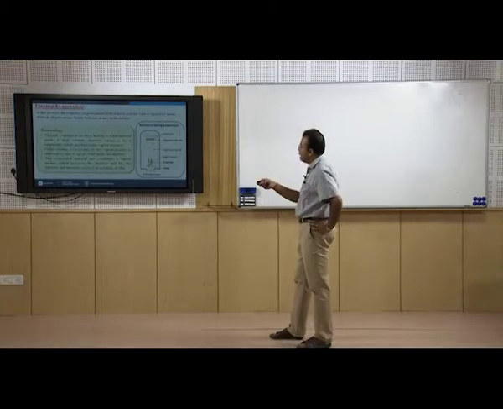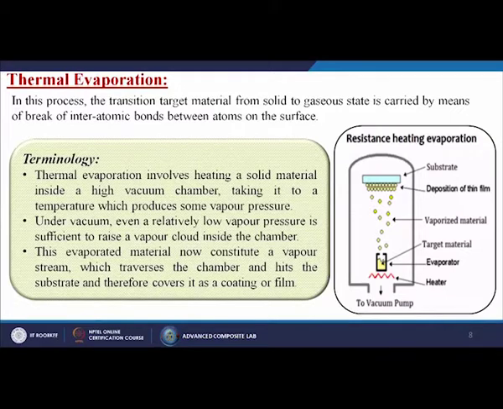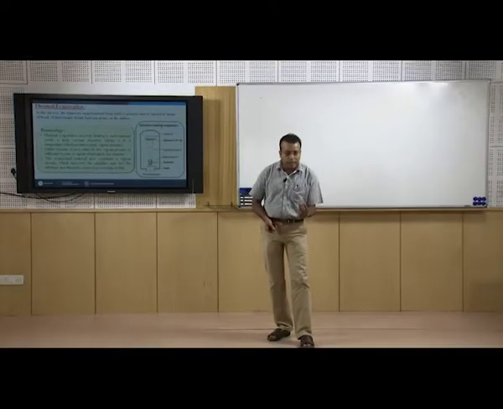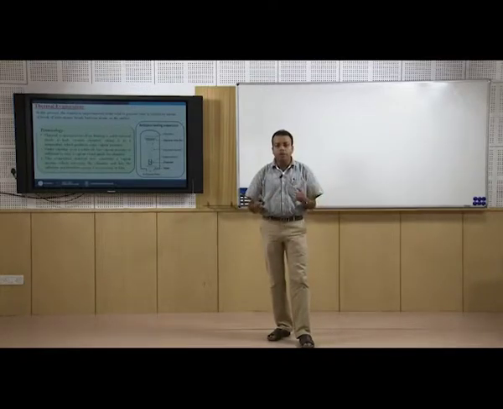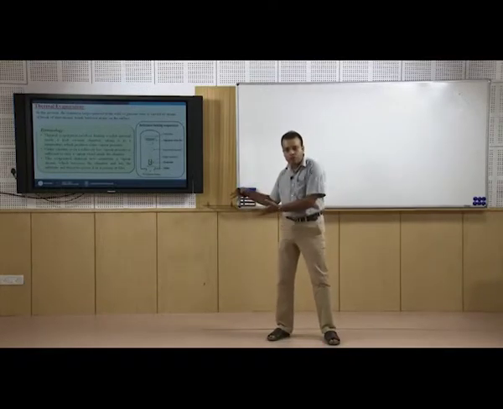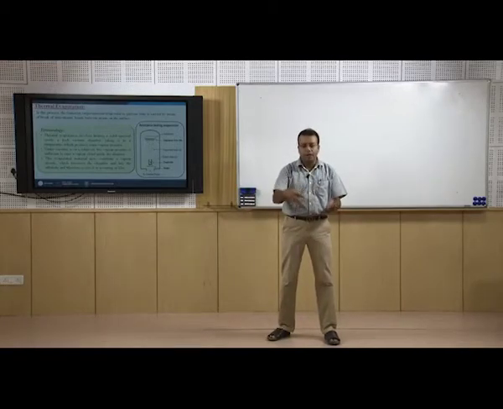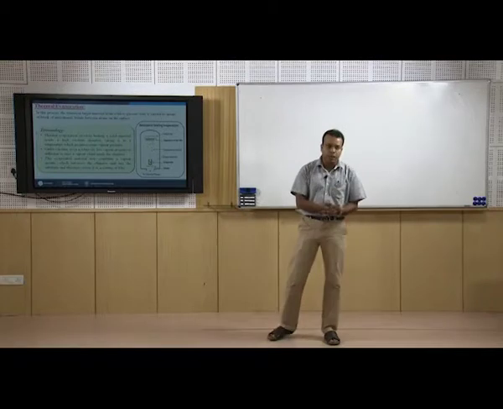So, the terminology is that thermal evaporation involves heating a solid material inside a high vacuum chamber, taking it to a temperature which produces some vapor pressure. Under vacuum even a relatively low vapor pressure is sufficient to raise a vapor cloud inside the chamber. This evaporated material now constitutes a vapor stream which traverses the chamber and hits the substrate, covering it as a coating of film. First we generate single molecules, then all the molecules form a cloud, then when the pressure is higher, it acts as a stream of vapor that hits directly onto the substrate material.